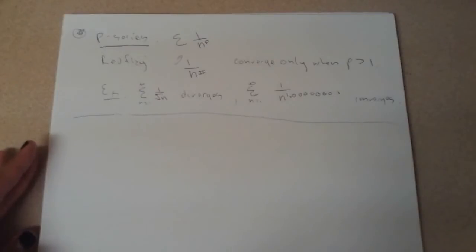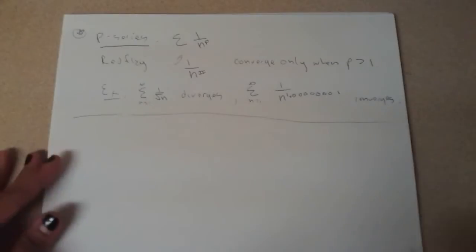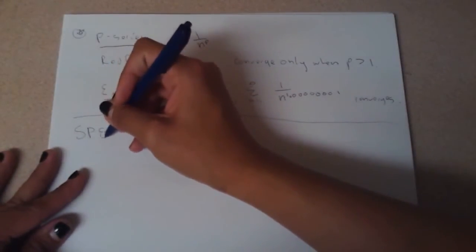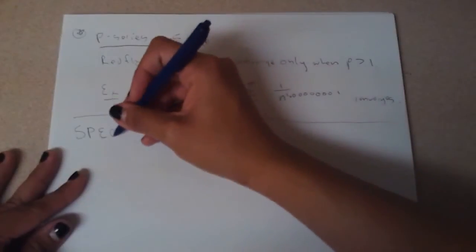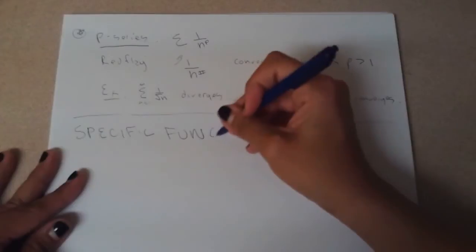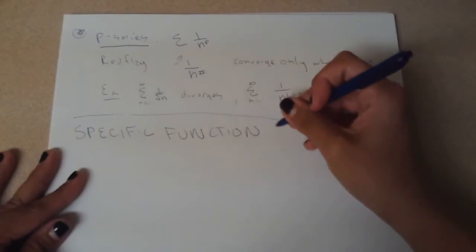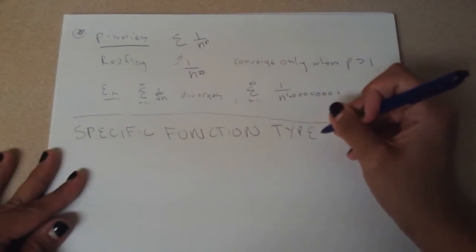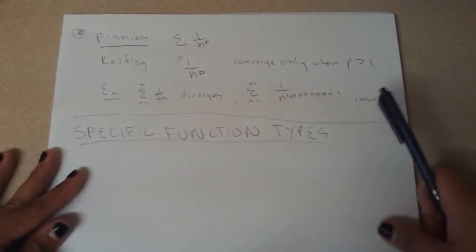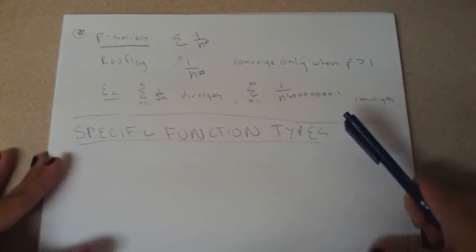Some of the other tests that we'll move into are going to be a little bit harder for us to pick out. Okay, so I'm going to call my next grouping here tests that are based on specific function types. I can look at the kind of function that I have, and based on that, it's probably going to steer me in the direction of a particular test.